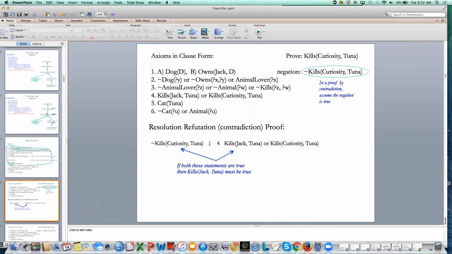But take a look at these two statements. This is axiom 4, and this is the negated statement. And the assumption is both of these are true. So for both of these to be true, that has to be true. Curiosity did not kill the cat.